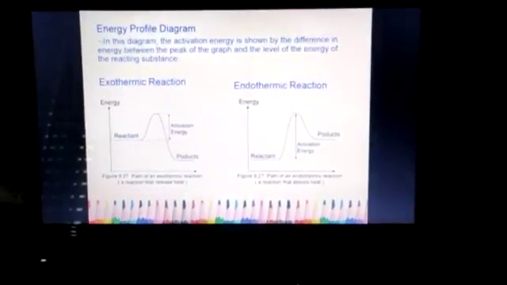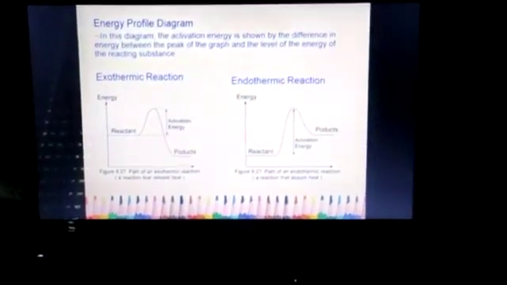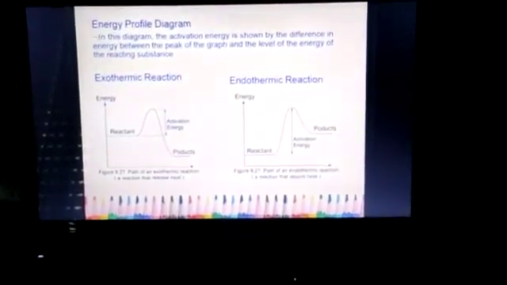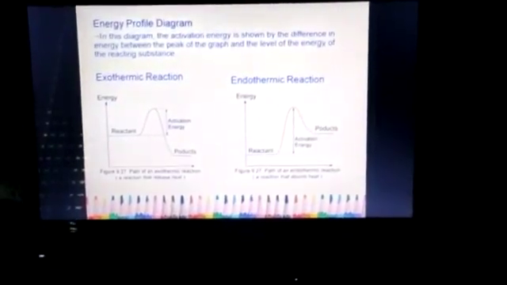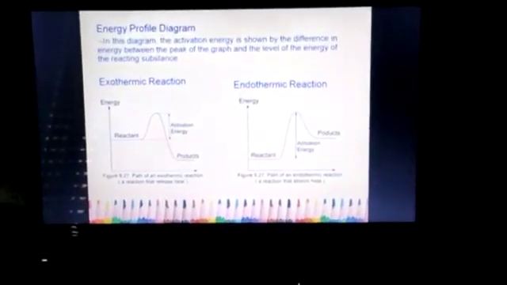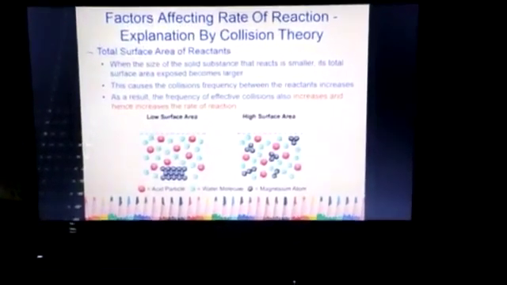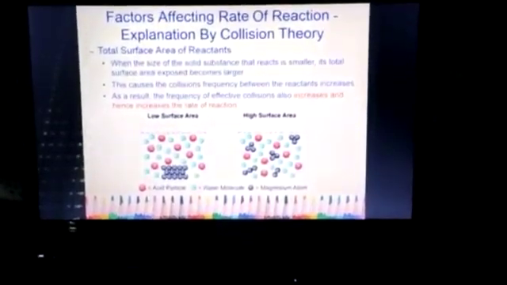The energy profile diagram. In this diagram, the activation energy is shown by the difference in energy between the peak of the graph and the energy level of the reacting substance. We have exothermic and endothermic reactions. Factors that affect the rate of reaction. Explanation of the collision theory.